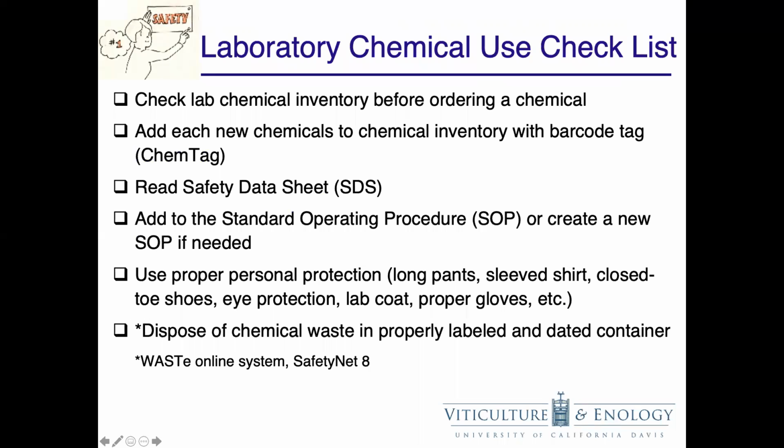So now we will discuss chemical use a bit more. Prior to buying any new chemicals, check your lab's inventory to make sure you don't already have it. Add each new chemical to the chemical inventory system and place a barcoded tag on the chemical. These are called chem tags.